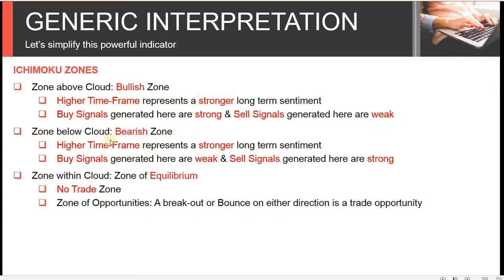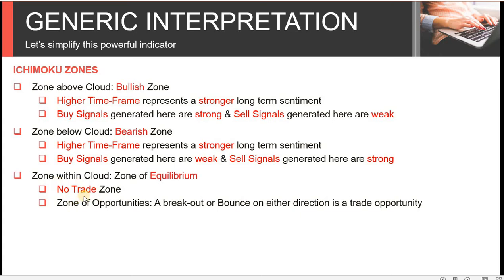Similarly, the zone below the cloud is bearish, and buy signals in a bearish zone are weaker, and sell signals in a bearish zone are obviously stronger. The logic is very easy to understand. I think that's the first thing you need to look for when you see a chart with Ichimoku.